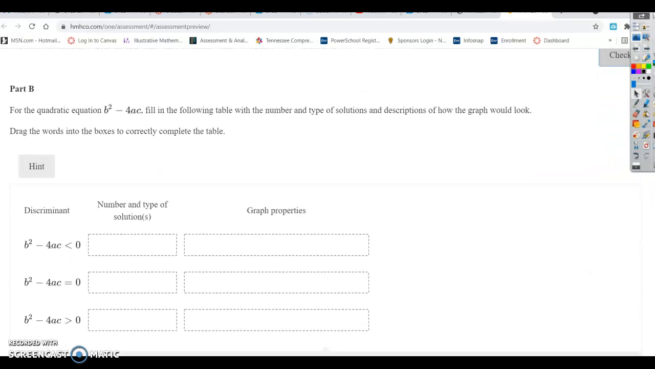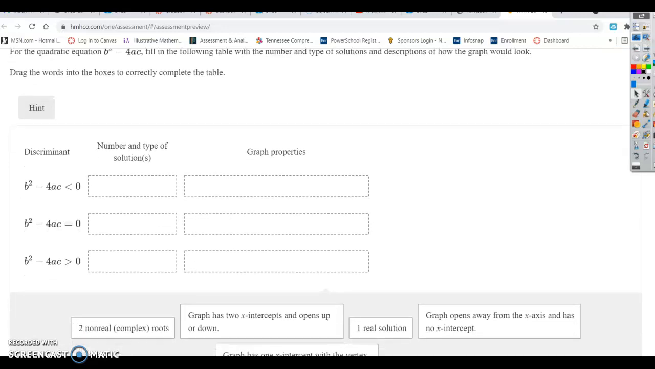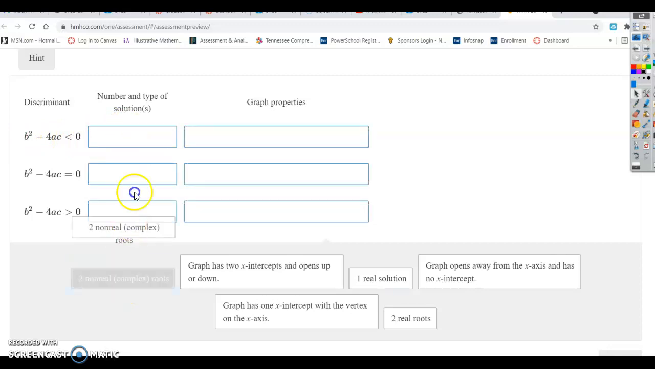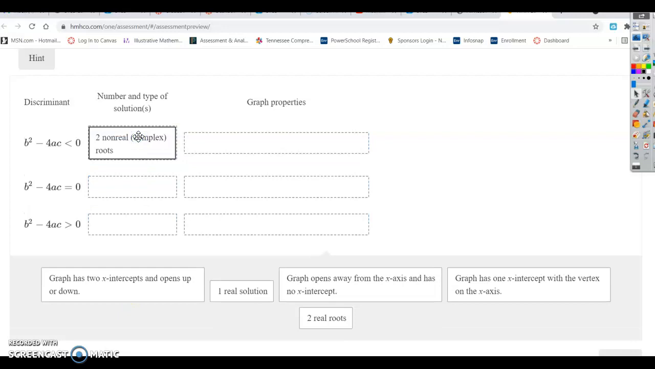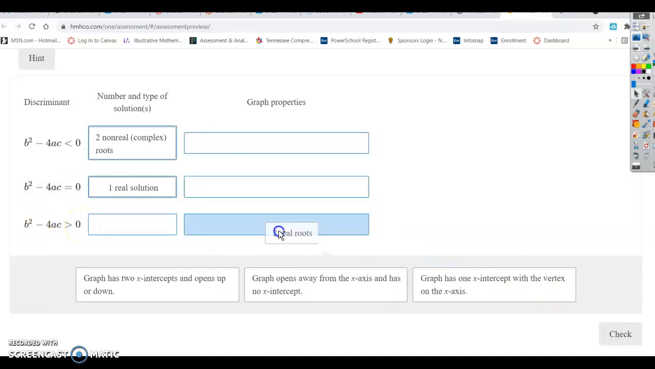All right, so for part B, for the quadratic equation, b squared minus 4ac, fill in the following table. All right, so it says the discriminant is less than 0. Okay, so when it's less than 0, that means it's negative. When it's negative, it has 2 non-real solutions. When it equals 0, it has 1 real solution. And when it's greater than 0, that means when it's positive, it has 2 real solutions.